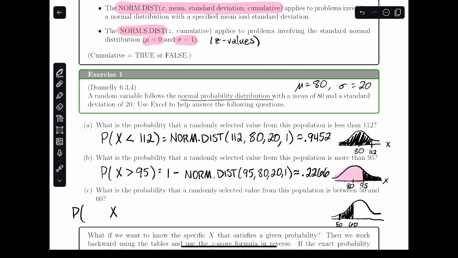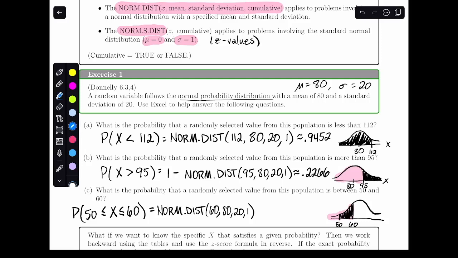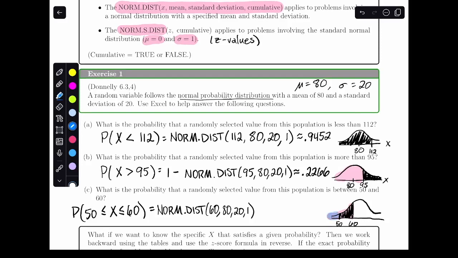Well, let's see, I want the area between 50 and 60. If I took the total area to the left of 60, I could calculate that by doing norm.dist and plugging in 60, and then plugging in the mean and standard deviation. But that would give me the total area to the left. I don't want the total area to the left. I just want the part between 50 and 60. And so what I want to do is subtract the area to the left of 50.